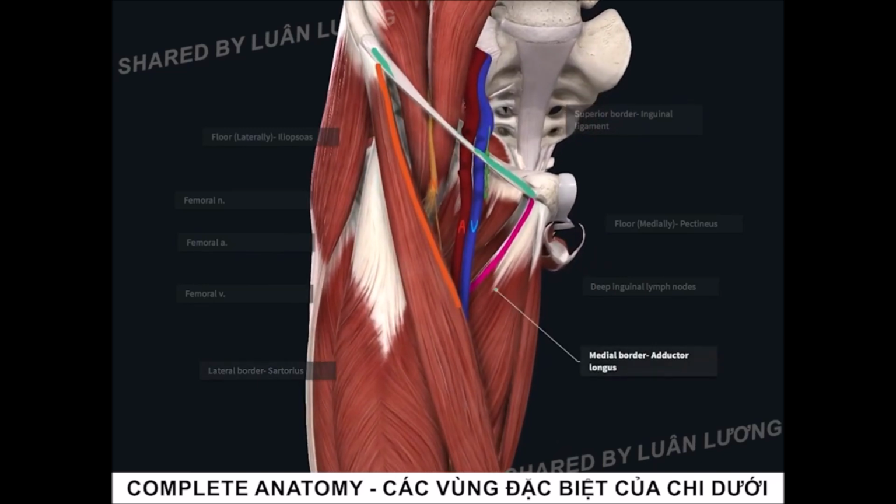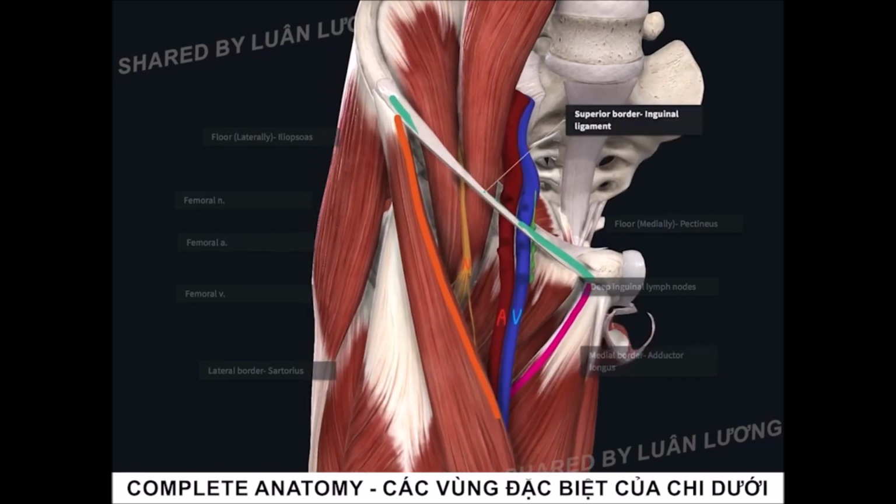The medial boundary of the femoral triangle is going to be one of the adductor muscles, the adductor longus muscle. So we can now see the lateral boundary formed by the sartorius and the medial boundary formed by the adductor longus muscle. The base of the triangle is actually going to be the inguinal ligament. So the base is going to be directed superiorly and the apex is directed inferomedially.